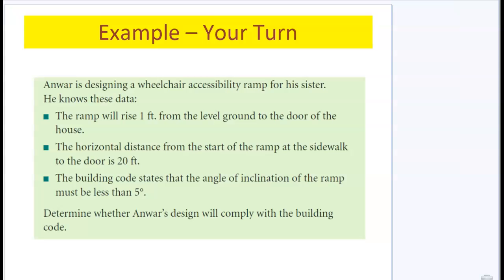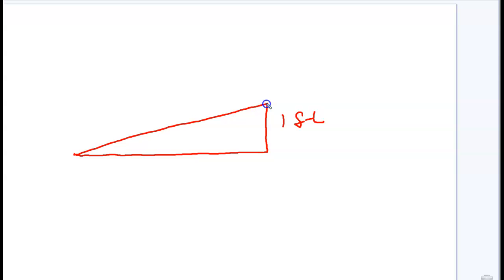It says that Anwar is designing a wheelchair accessibility ramp for his sister. He says the ramp will raise 1 foot level from the ground to the door, and the horizontal distance from the start of the ramp at the sidewalk to the door is 20 feet. So we have our base of our ramp. This is going up 1 foot, and here is the ramp right here. And it tells us that the horizontal distance of the ramp is 20 feet.